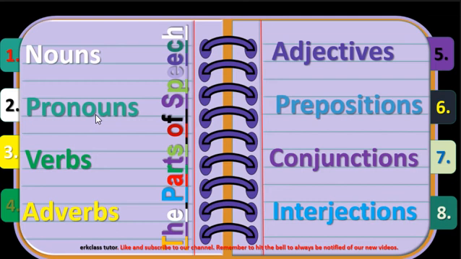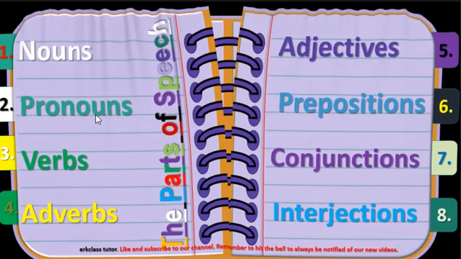Wow, this is the list of the 8 parts of speech: nouns, pronouns, verbs, adverbs, adjectives, prepositions, conjunctions, and lastly, interjections. In a sentence, each part of speech shows a specific function. Let us start with the nouns.